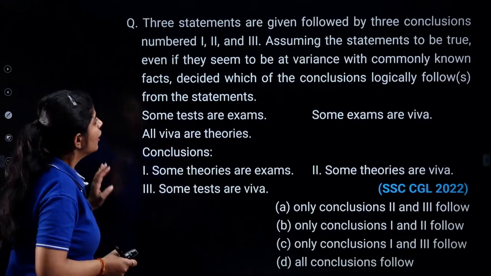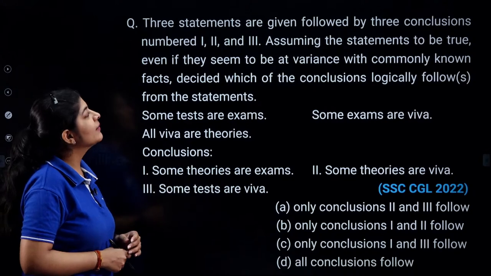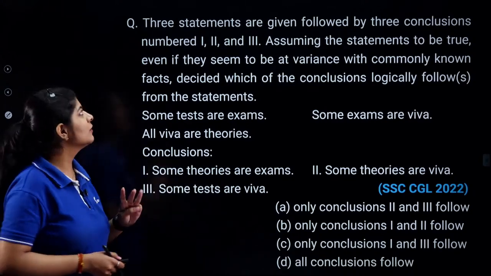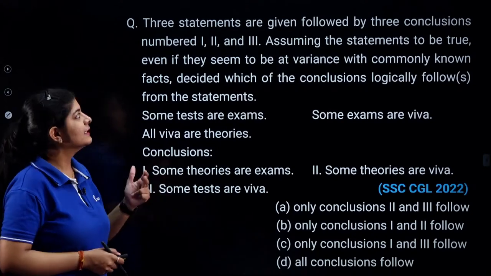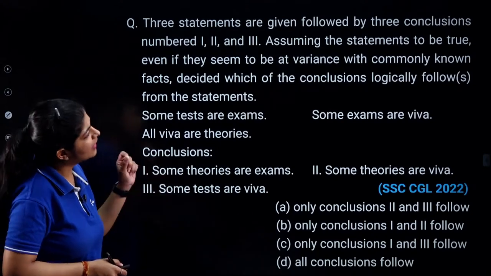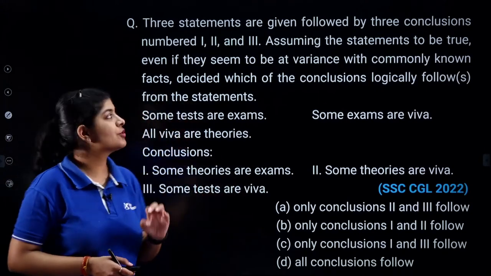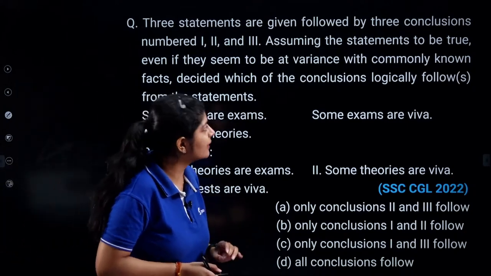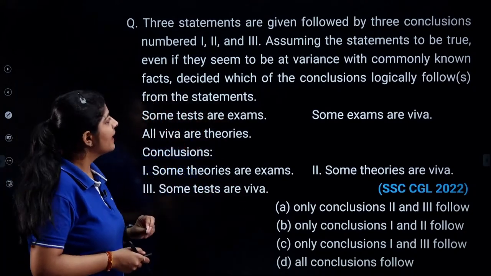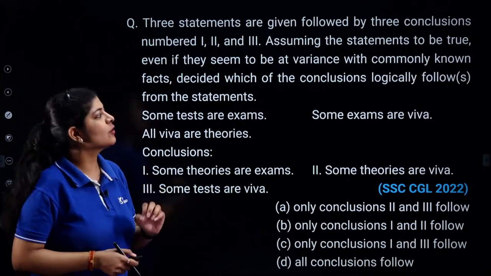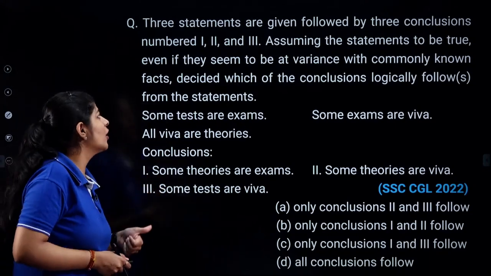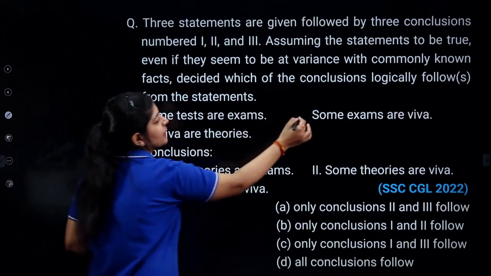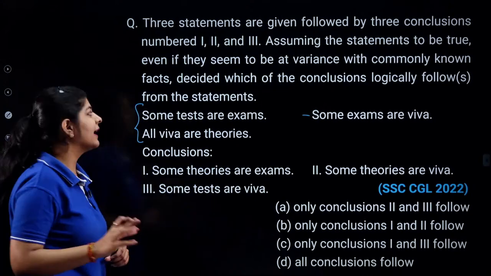So here the question is saying that 3 statements are given followed by 3 conclusions numbered 1, 2nd and 3rd. Assuming the statements to be true, even if this seems to be at variance with commonly known facts, decide which of the conclusions logically follow from the statements. So these 3 are the statements. So let's draw the diagram.